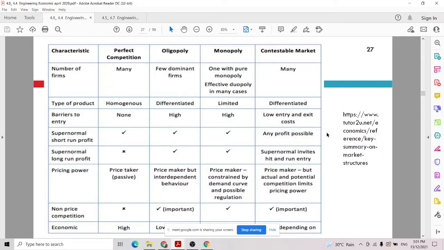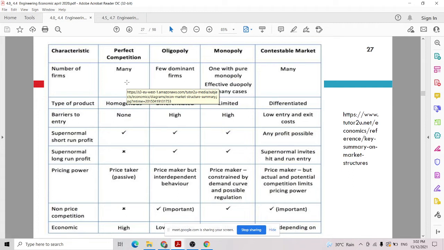So this is a sample of the characteristics of perfect competition, oligopoly, and monopoly. For example, the number of firms. The players in perfect competition are too many. Anyone can go into perfect competition. For example, you want to sell your apam balik. Anyone can sell apam balik, whether you want to sell goreng pisang or goreng ubi.